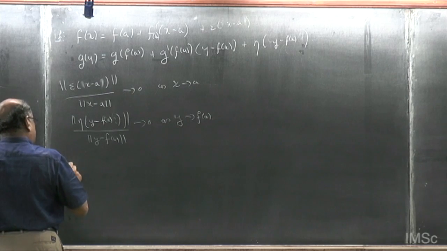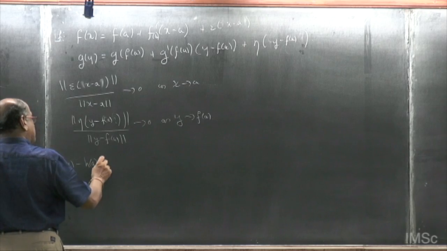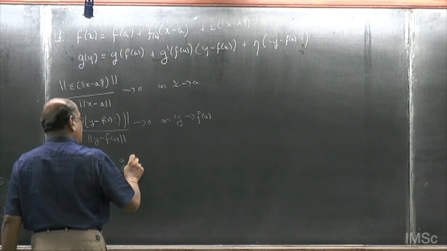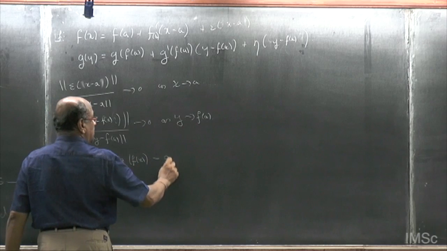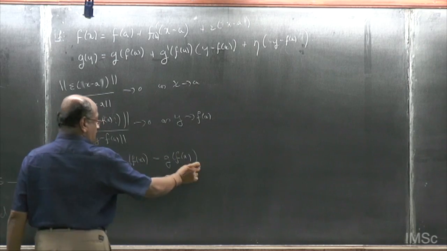So, what is h(x) − h(A)? So, this is g(f(x)) minus g(f(A)).